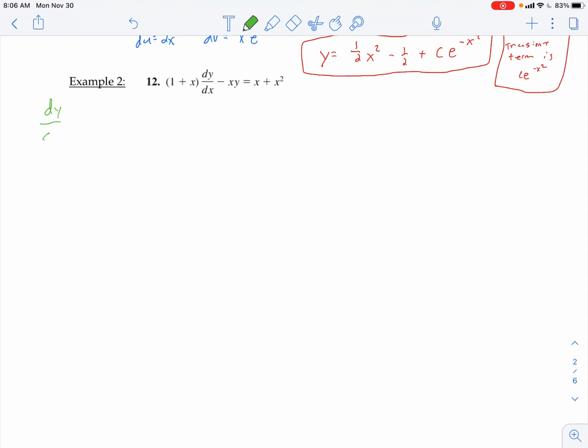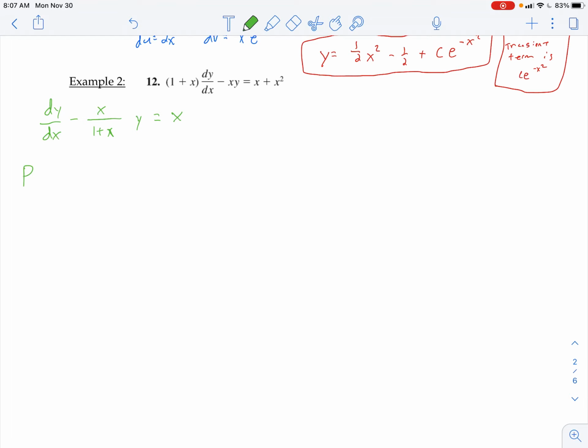So we get dy/dx is equal to... minus xy. I'm going to write this as, because I want that y to be by itself, minus x over 1 plus x times y is equal to, now I'm going to pull out an x and get the 1 plus x there, and I'm dividing by 1 plus x, so that right hand side is just going to equal x. All right, now we have it in standard form.